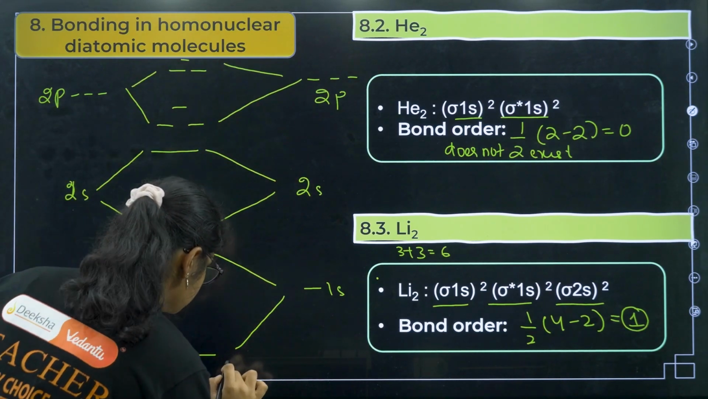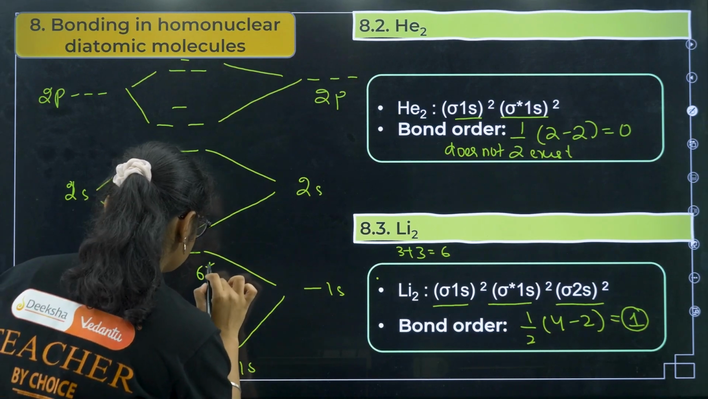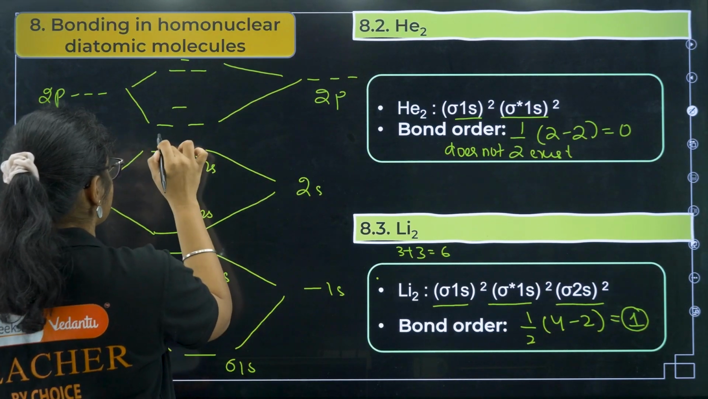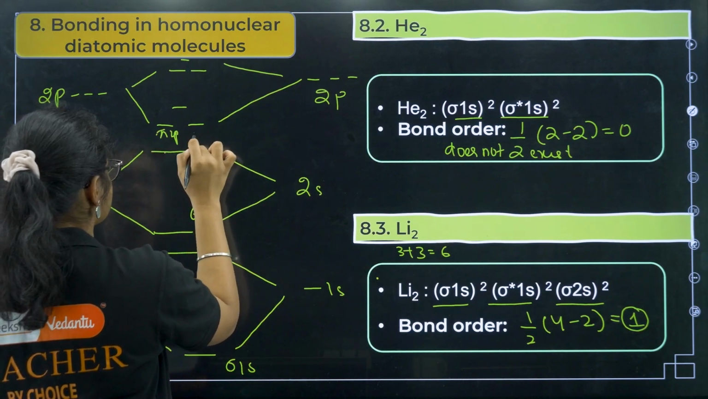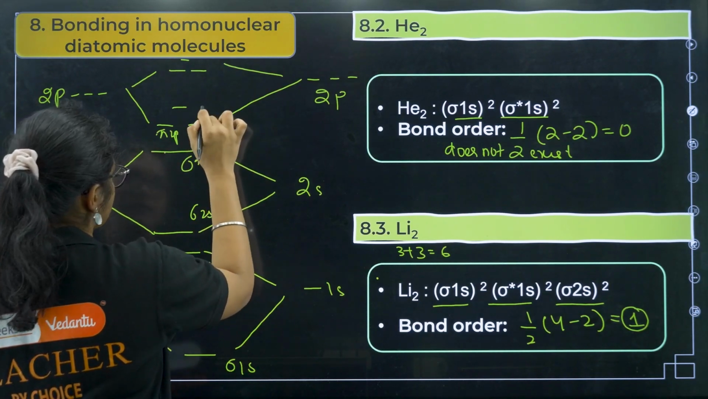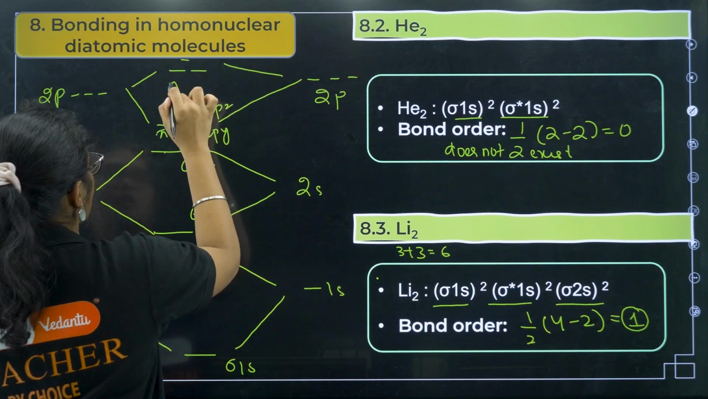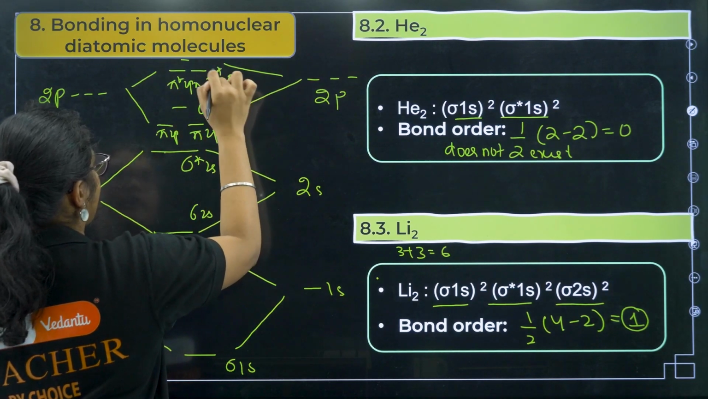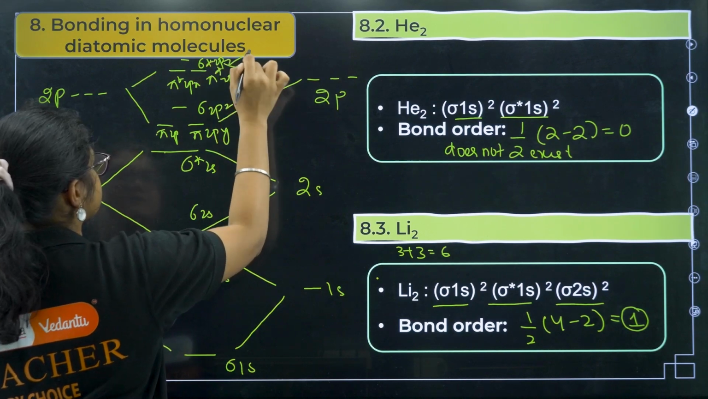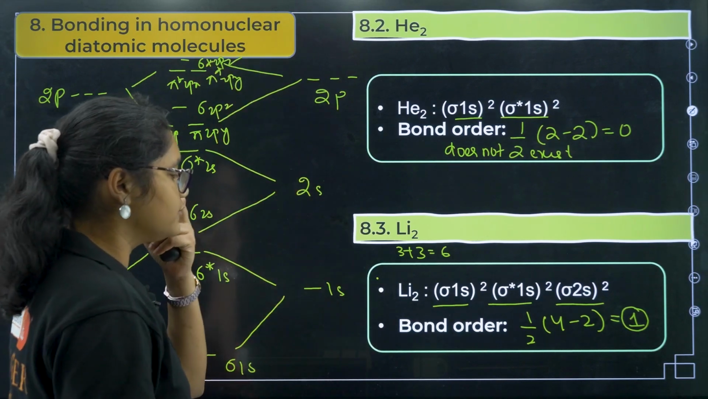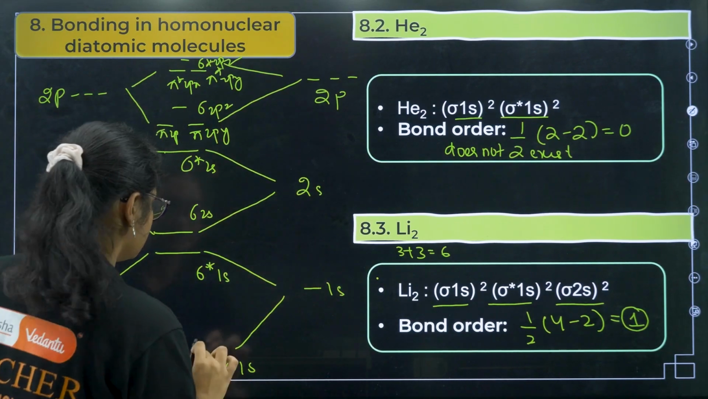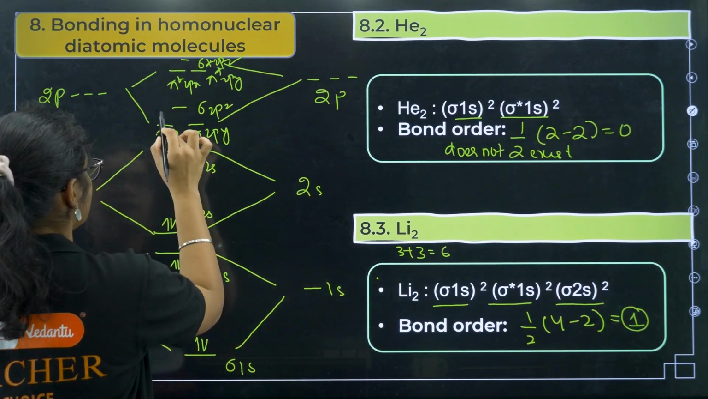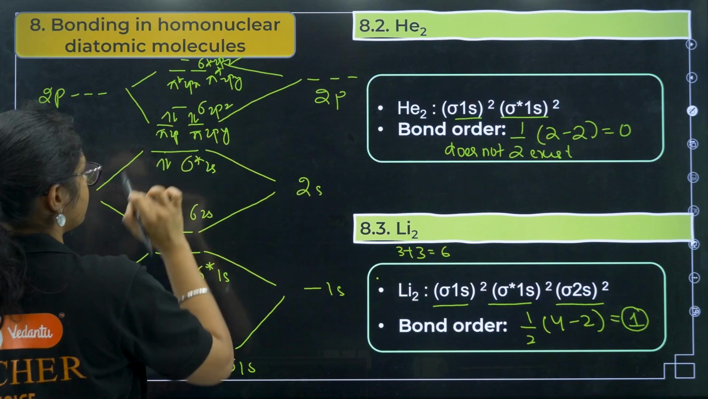So this is your sigma 1s, sigma star 1s, sigma 2s, sigma star 2s, then you have pi 2px, pi 2py, sigma 2pz, pi star 2px and pi star 2py, and sigma star 2pz, okay. So now if you have 12 electrons of carbon, right, so 1 2 3 4 5 6 7 8 9 10 11 and 12, okay.